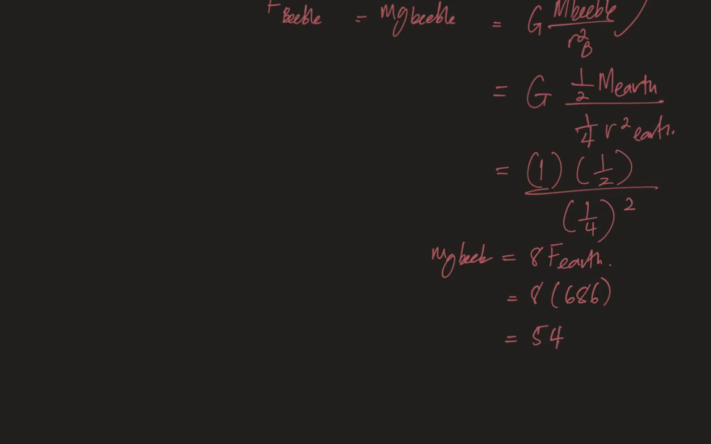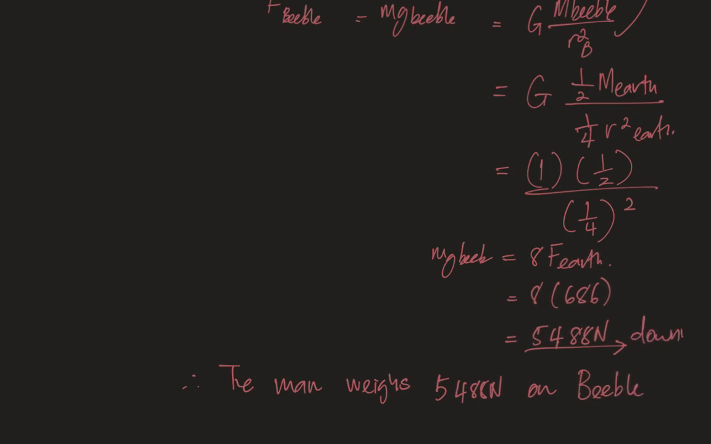is 5488 newtons, and therefore the man weighs 5,488 newtons on planet Beeble. Don't forget here it's downwards, because that's weight. Alright, so we're going to do more of these, but this is the general idea of how you do these calculations.